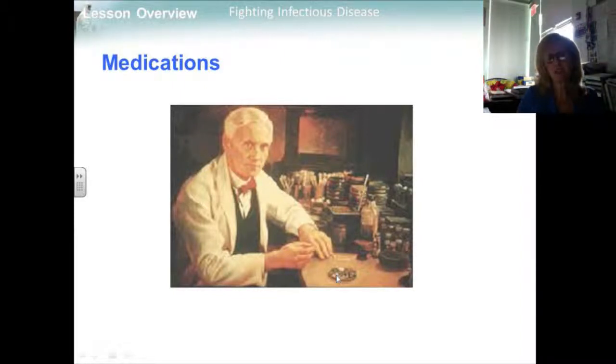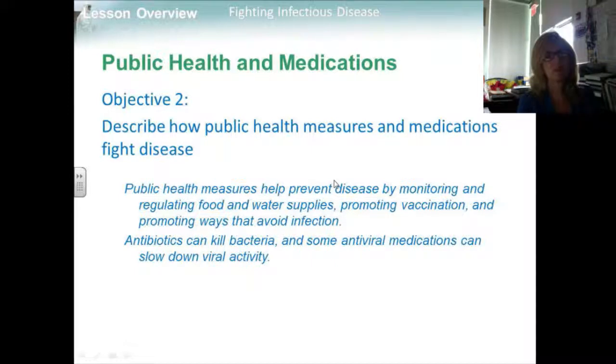Antibiotics have no effect on viruses. However, antiviral drugs have been developed to fight certain viral infections. These drugs generally inhibit the ability of viruses to invade cells or to multiply once inside cells. So our objective 2 is describe how public health measures and medications fight disease. Public health measures help prevent diseases by monitoring and regulating food and water supplies, promoting vaccination, and promoting ways to avoid infection. Antibiotics can kill bacteria, and some antiviral medications can actually slow down viral activity.